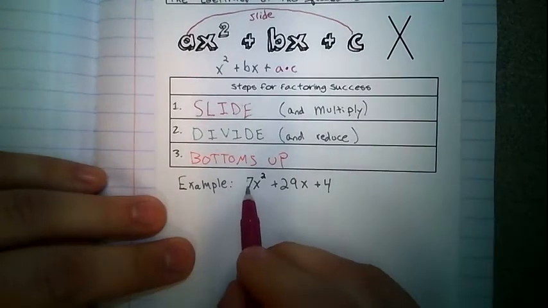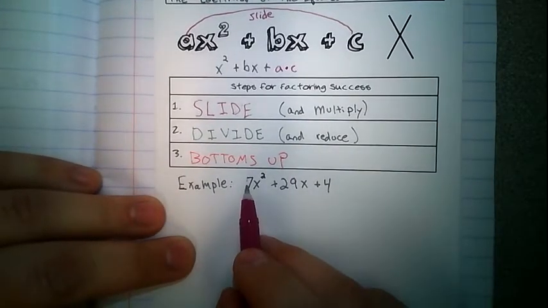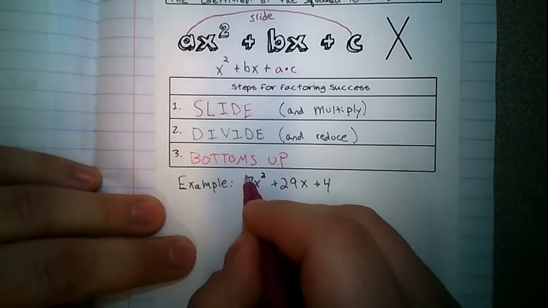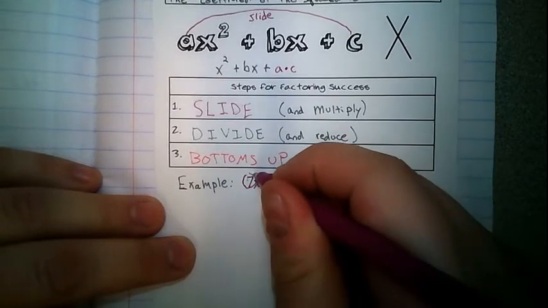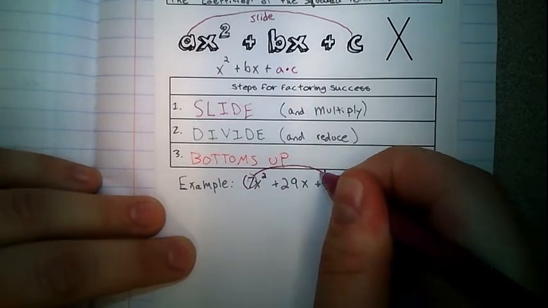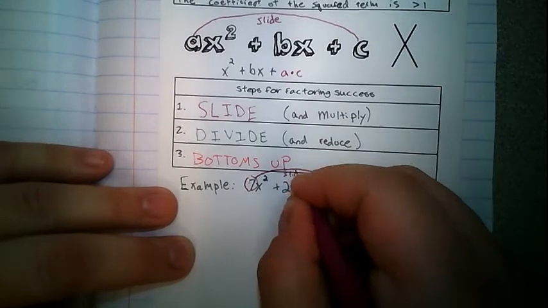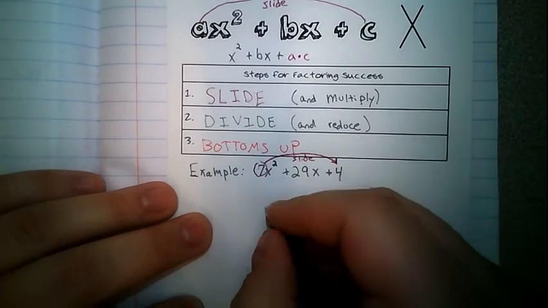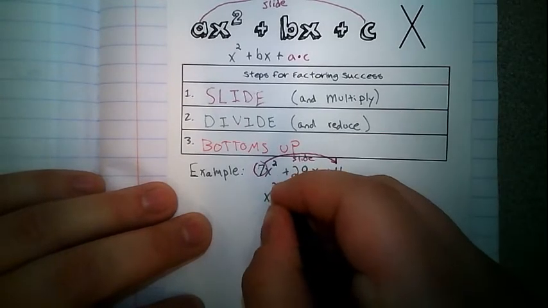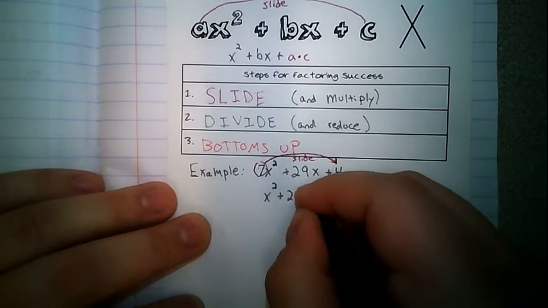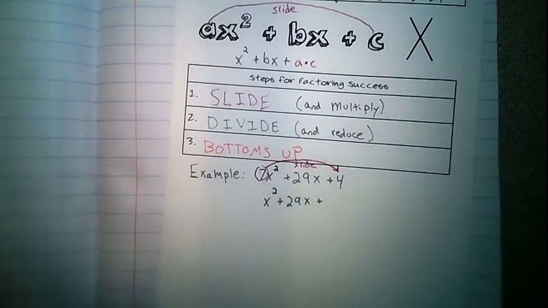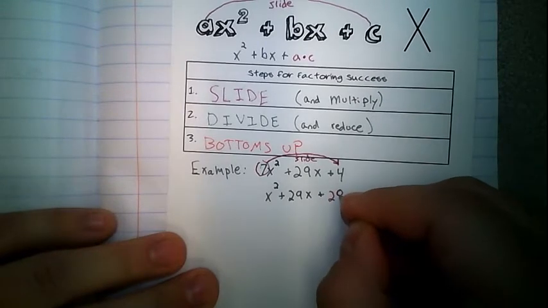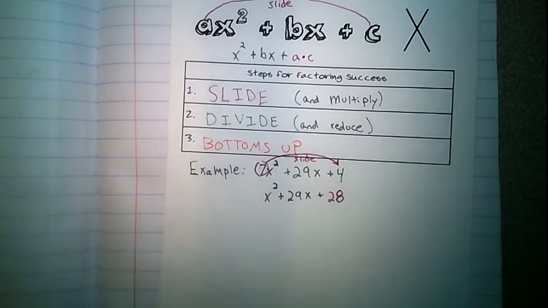I can't use the x puzzle yet because there's a 7 here, but I want to be able to use the x puzzle to factor this. So I'm going to slide the 7 over. And my new quadratic becomes just x² now, plus 29x, plus 7 times 4 is 28. And now I can use the x puzzle.